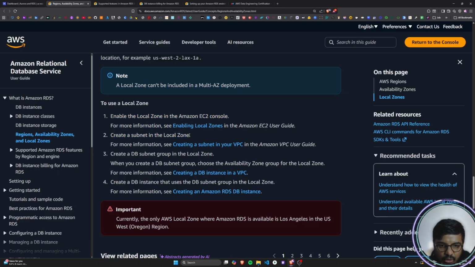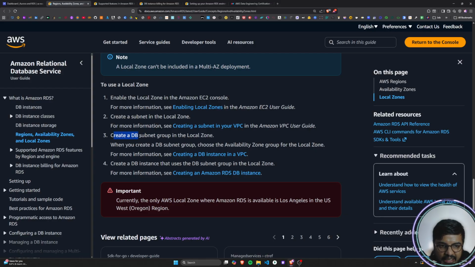Then create a subnet in the local zone. Then create a database subnet group in the local zone. And then create a database instance that uses the DB subnet group in the local zone.